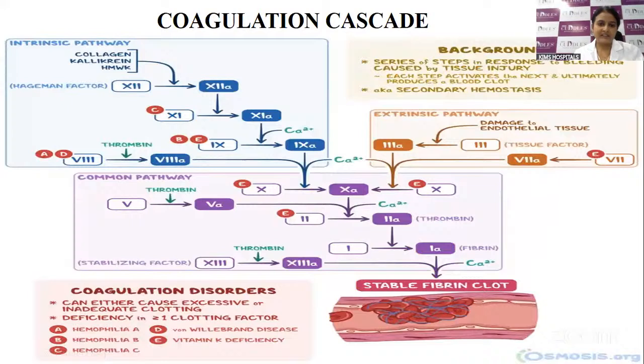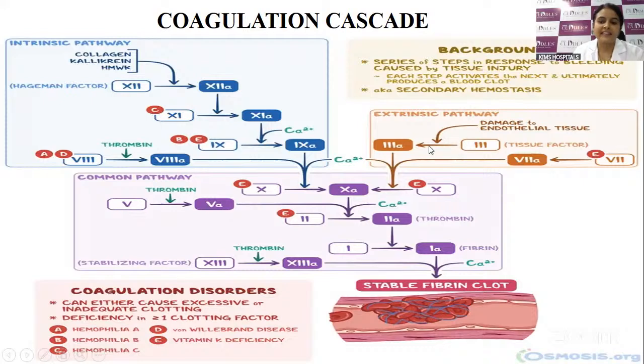Now coming to the secondary hemostasis, this is also known as the coagulation cascade. These are the various steps that occur in response to the bleeding caused by the tissue injury. In this coagulation cascade, each step activates the other steps and finally produces the blood clot. The extrinsic pathway usually begins with the damage to the endothelial cells, exposing the tissue factor to the blood.